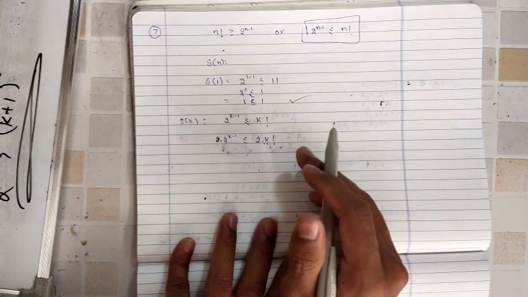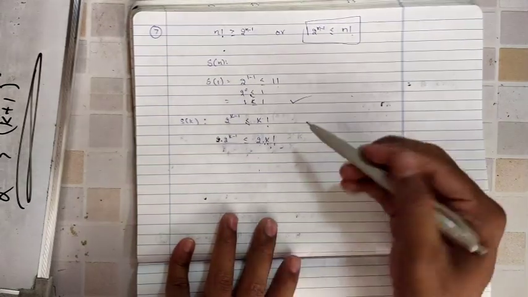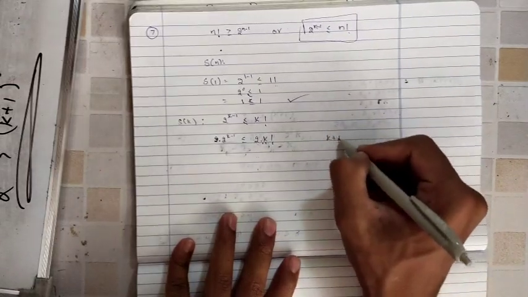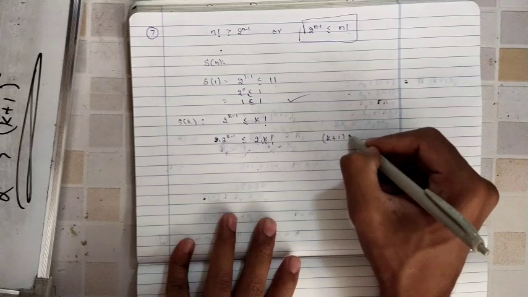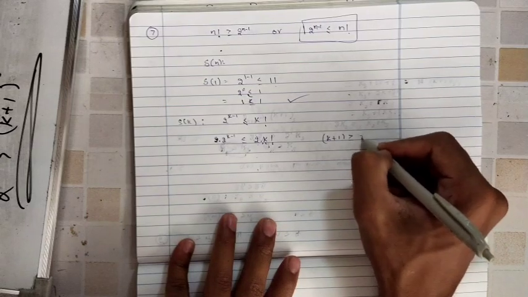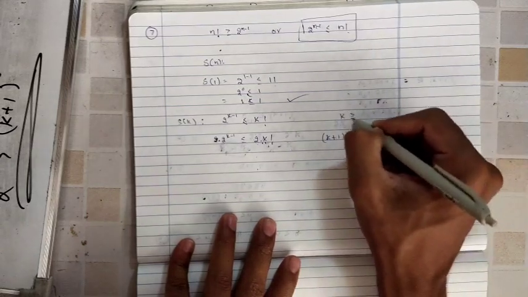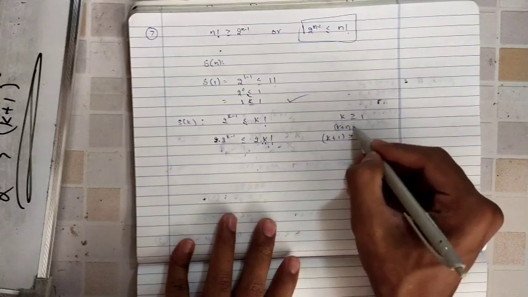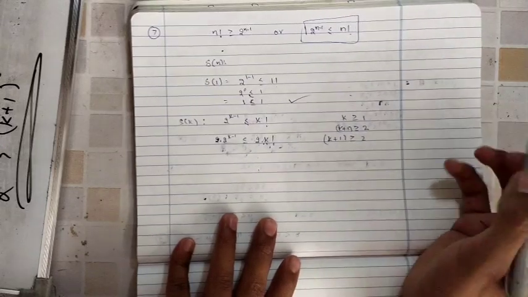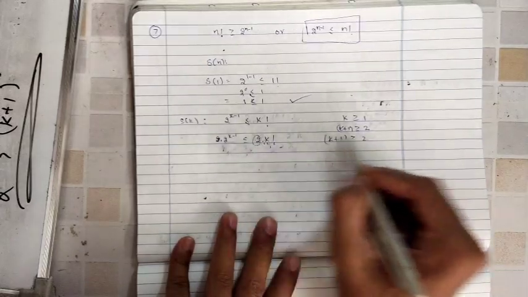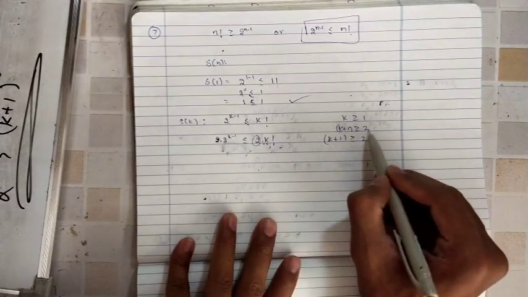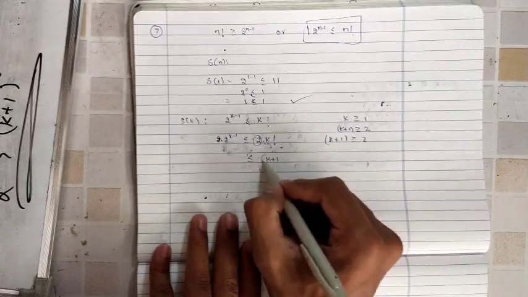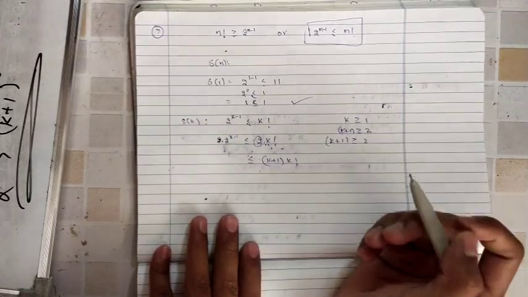So how is it happening? What they have done here is they have simply taken that k plus 1 is greater than or equal to 2. How? Because k is greater than or equal to 1. If I add 1 on both sides, k plus 1 is greater than or equal to 2. So in place of 2, I will take the least thing, so equal to 2. So I will get less than or equal to k plus 1 into k factorial.